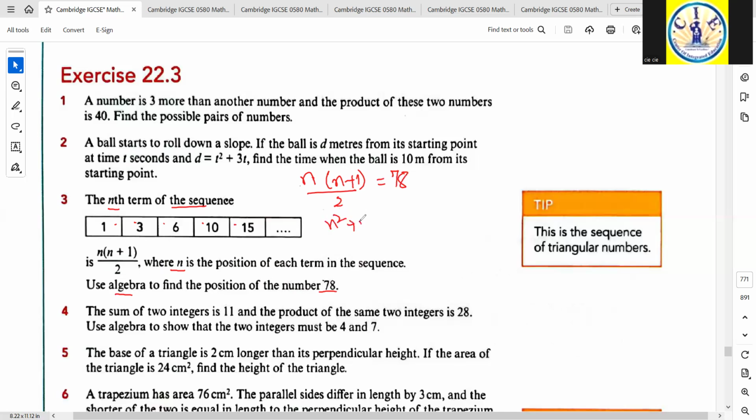So n squared plus n is equal to, shifting this 2 to that side, 156, and now bringing this to this side. Now again I need to apply the same procedure of factorization. So 1 is to be multiplied with negative 156. So we need to have the factors of 156.